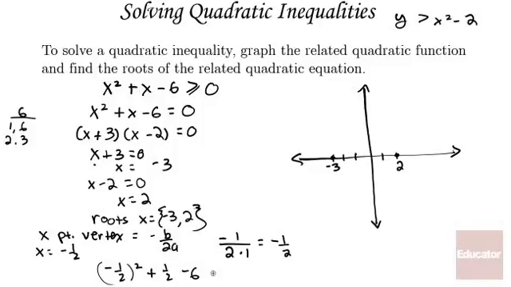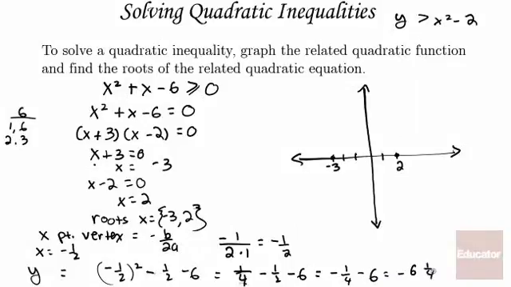So I need to solve this to get my y value. This is actually negative 1/2 right here. Negative 1/2 squared is going to give me 1/4 minus 1/2 minus 6, which equals negative 1/4 minus 6, which equals negative 6 and 1/4. Okay, so now I have my vertex. The vertex is at negative 1/2, negative 6 and 1/4.